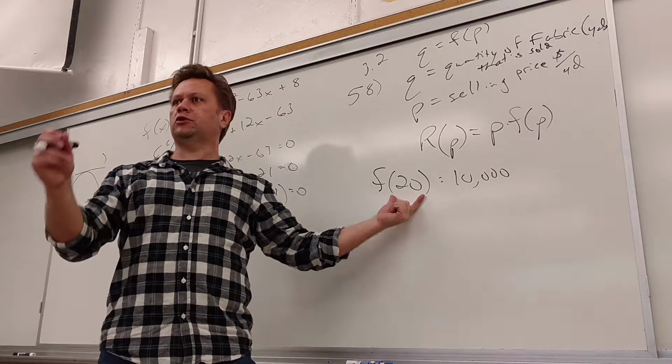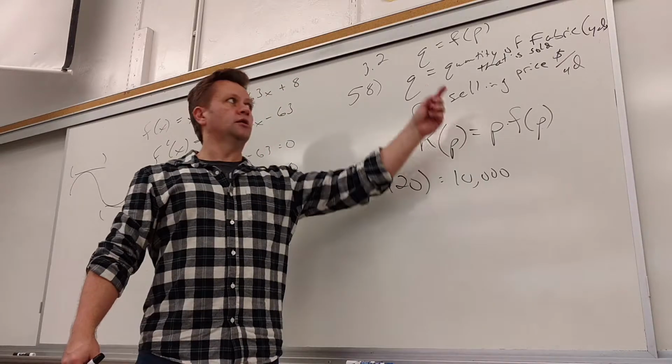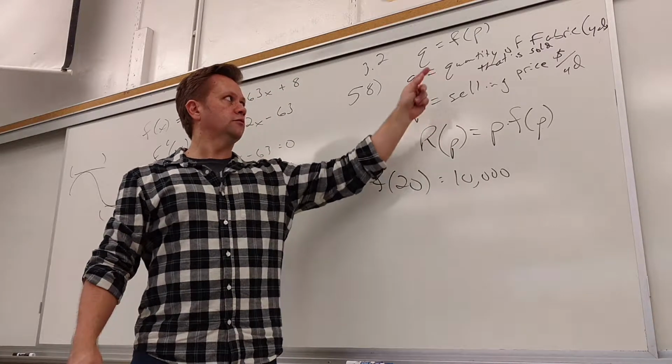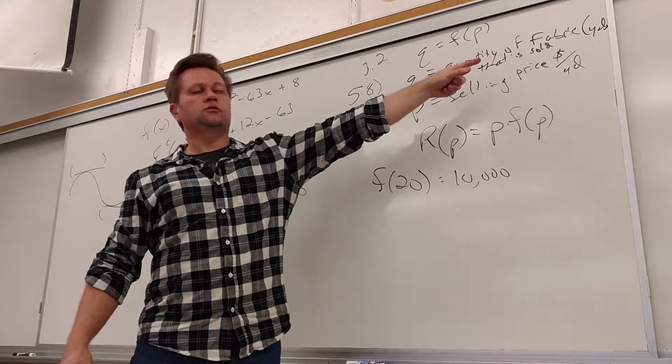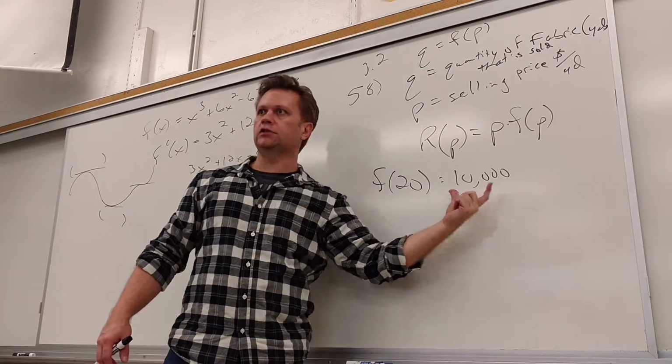So when you set the price to be $20 a yard, I can expect to make $10,000. No. What's f of P? It's Q. What's Q? Yeah, the amount of fabric. So I would expect to sell 10,000 yards of the fabric.